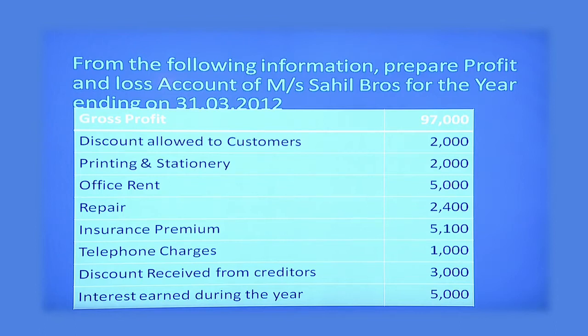So, gross profit will be brought down in the profit and loss account on the credit side. Discount allowed on the debit side of the profit and loss account, printing and stationery on the debit side, office rent being an expense on the debit side, repair also on the debit side of the profit and loss account, insurance premium on the debit side, telephone charges on the debit side, and discount received on the credit side, and interest earned on the credit side of the profit and loss account.